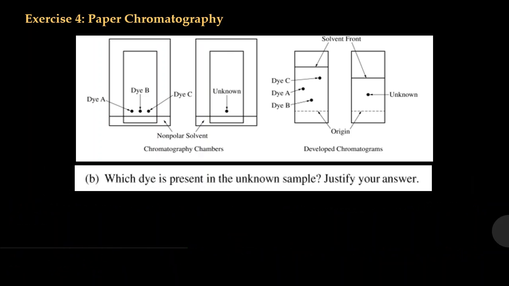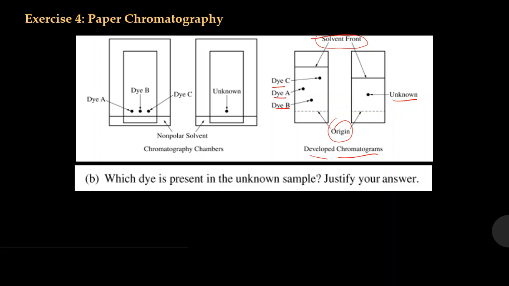Which dye is present in the unknown sample, and justify your answer? Well, now we need to really look and investigate what's going on here in our developed chromatograms. Here is our unknown. Here are our three dyes. Let's take a look here and try to compare. One thing should stick out to you immediately, though, that is not going to line up right. What is different about the two different chromatograms? The different heights of the solvents. So it's a little bit more tricky to judge exactly.